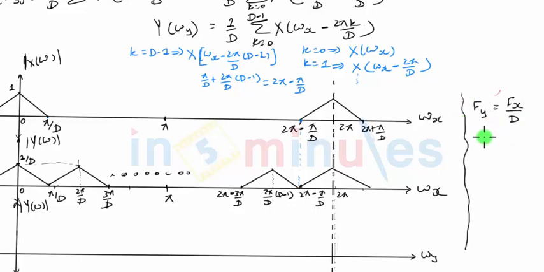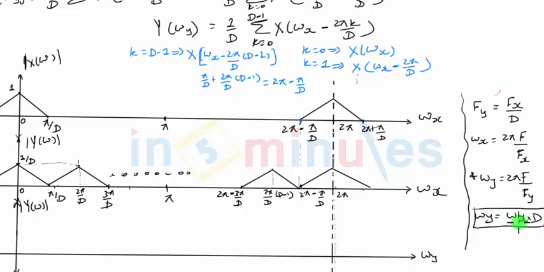Now we know that any digital frequency omega can be written as 2 pi into analog frequency upon the sampling frequency fx. So that's my omega x, and omega y similarly will be 2 pi f upon fy. So now if you just compare the two, you can see omega y will be nothing but 2 pi f. This 2 pi f will be omega x into fx. So if I bring it here, I'll get omega x, and fx by fy will be nothing but d. So this is the relationship between omega y and omega x. So let us use this relationship.